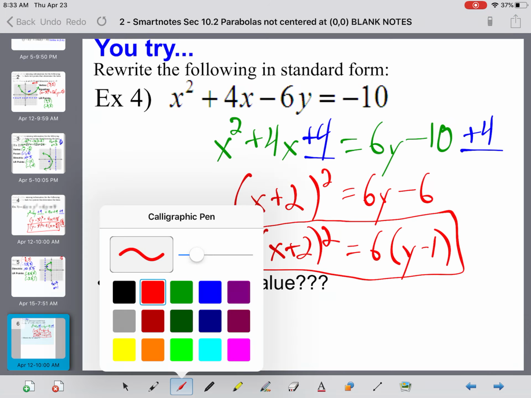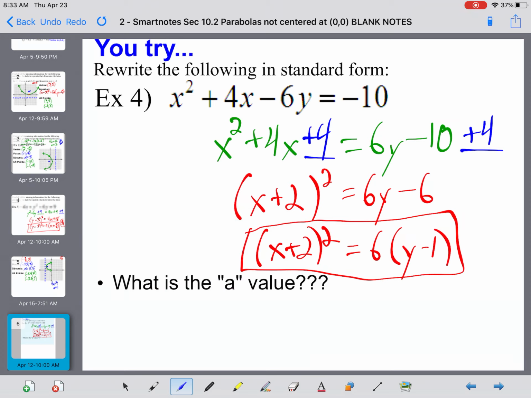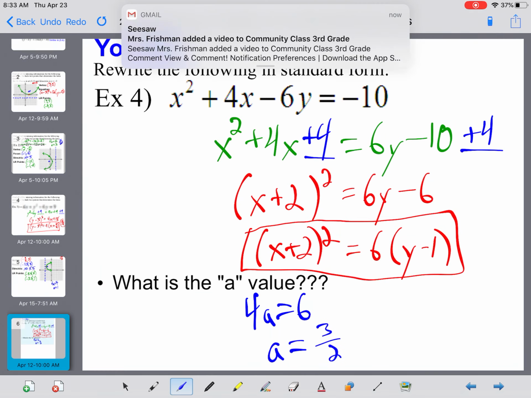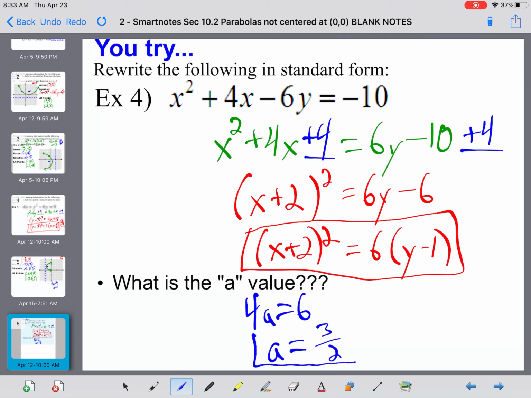All right. Now, one thing I want to show you here, what's the a value of this? Sometimes the a value is a little harder to see, and that's why I've been showing you this little formula. 4a is always going to equal this number right there. So 4a equals 6. Divide both sides by 4, and reduce, you get 3/2. That's okay. That's possible. Sometimes your a value is going to be a little bit uglier. It might be a fraction or a decimal, but you deal with it the exact same way.